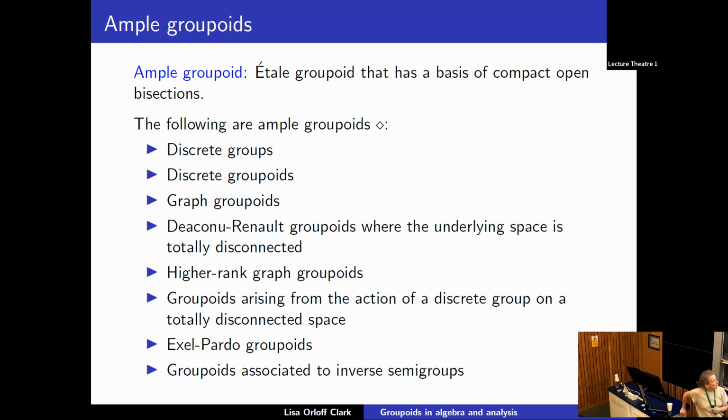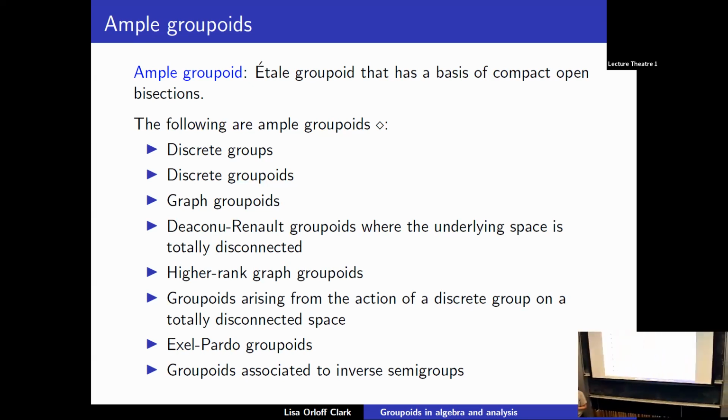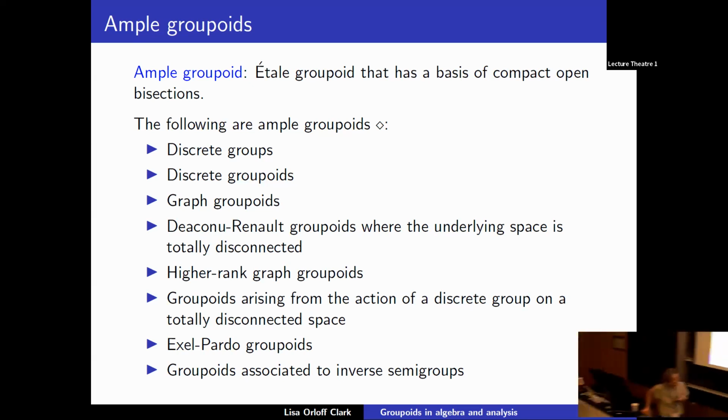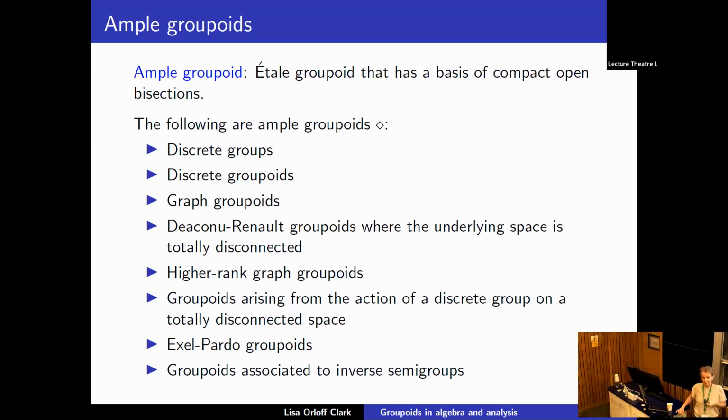But in fact, lots of the examples, so you see my diamond disappearing again. These are more examples of groupoids that are in fact ample. So again, discrete groups and discrete groupoids. Graph groupoids are ample. In general, diagonal Renault groupoids, they won't all be ample, but if the underlying space on which your local homeomorphism is defined is totally disconnected and locally compact and Hausdorff, those will be ample.